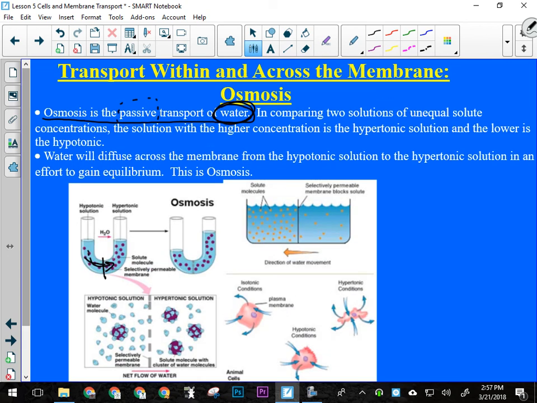So the things that we need to remember about osmosis: it's passive, it's only water, and it's across the membrane to balance salts. It's trying to balance salt concentrations.